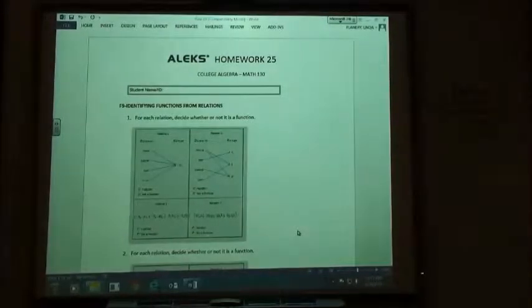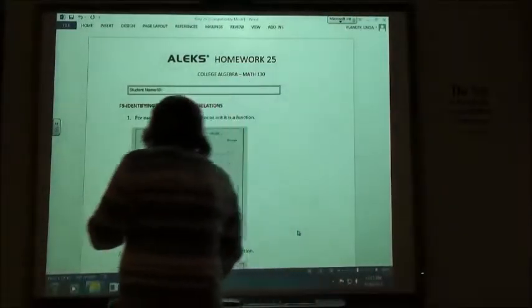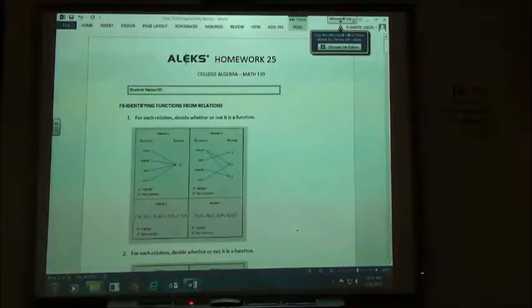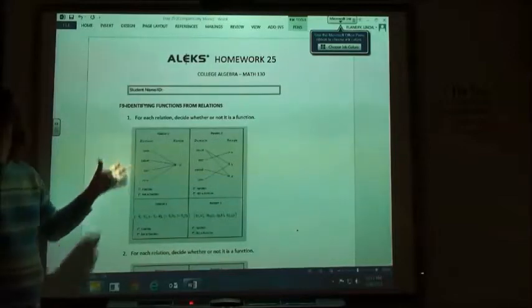All right, so here it is going to talk about a relation and if it's a function or not. A relation is just a set of ordered pairs.